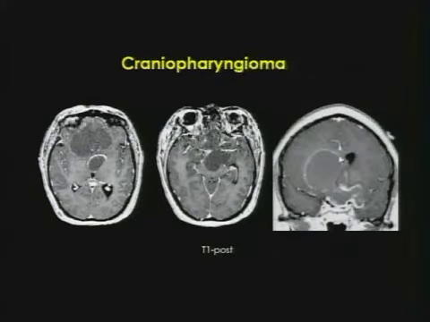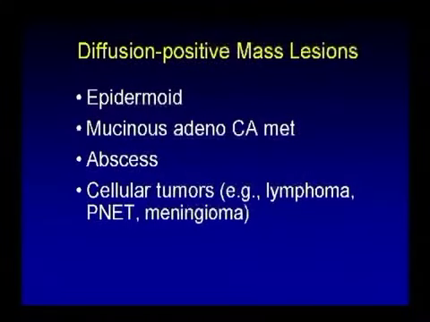Here is a post-Gad imaging of that patient showing you a thin rim of enhancement. Diffusion positive mass. I told you about how diffusion weighted imaging can be incredibly helpful. Commit to memory some of these tumors or lesions that are diffusion positive: epidermoid, mucinous adenoma, abscess, particularly the pyogenic variety, but also some cellular tumors as well.